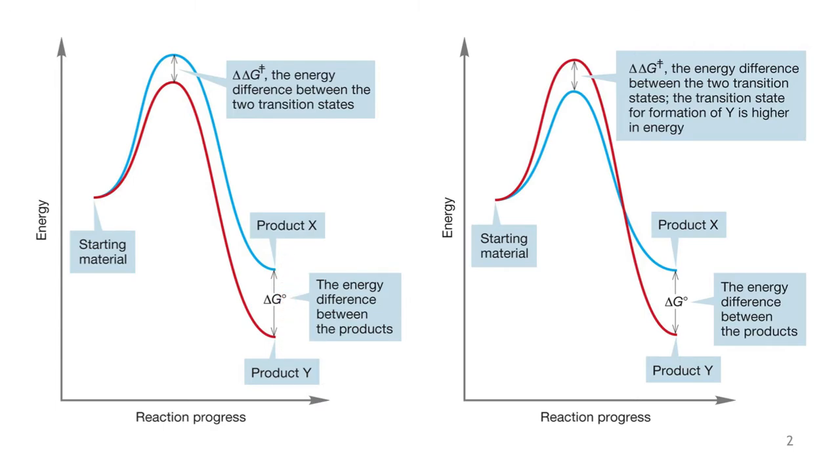The most typical scenario, and the reason that Zaitsev's rule applies to so many of these types of elimination reactions, is that the activation energy to the formation of the more stable product is lower than the activation energy to the formation of the less stable product. And we're producing the more stable product not because it's more stable, but because it's produced more rapidly and it's going through a more stable transition state. Remember, in an E2 reaction, for instance, there's only a single transition state and then the product is produced.